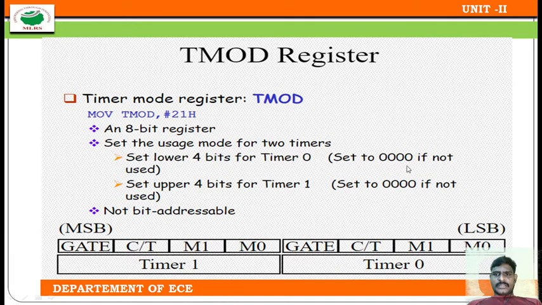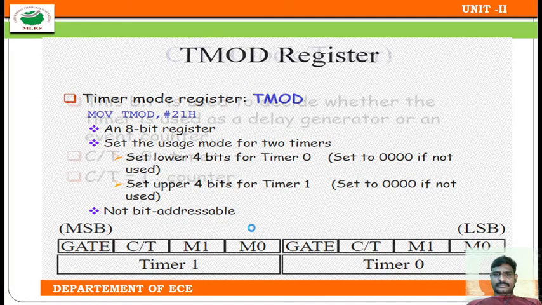Okay, set to 00 if not used, which means the initial value of the TMOD register is 00. So if I set it as 00, then it is not used. It is not bitwise accessible, which means we can't access the TMOD register bit by bit in C. The entire TMOD register can be used as an 8-bit register only. It is not possible to use it as bit-addressable. So this is the structure of the 8-bit TMOD register.